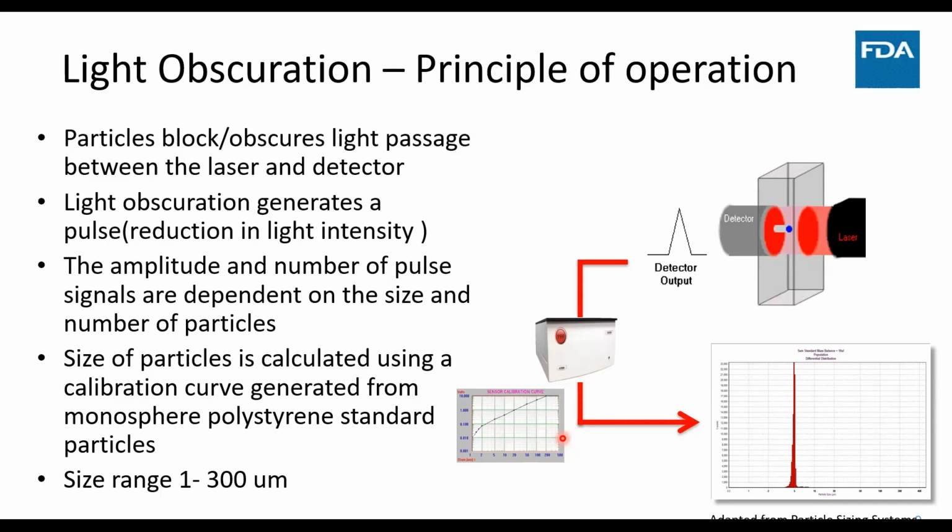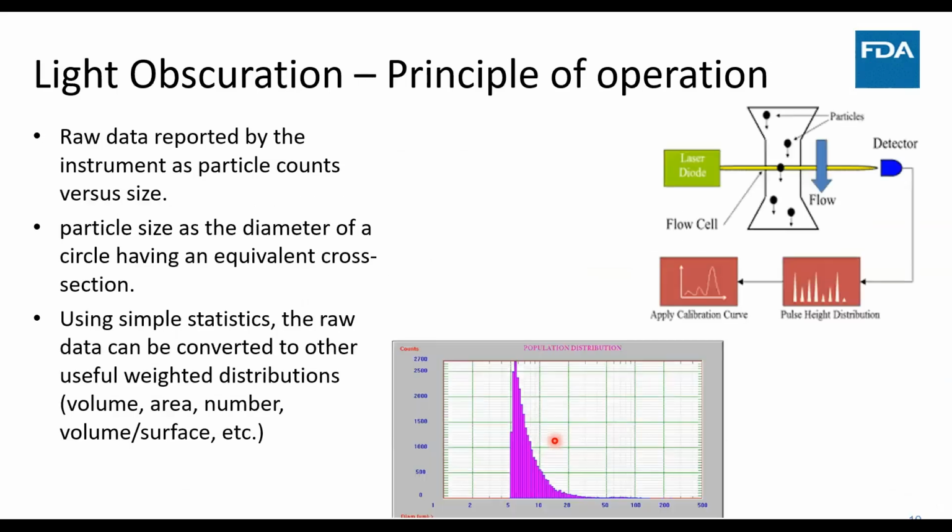The amplitude and the number of photons generated are dependent on the size of the particle. So there are two basic pieces of information we get from this technique. The number of particles: each time a particle goes through in between the detector and a light source, we have a count being taken. And based on the intensity of the pulse height, we can also determine the size of the particle. The size range that is usually detected or quantified by this technique is between 1 to 300 micrometers.